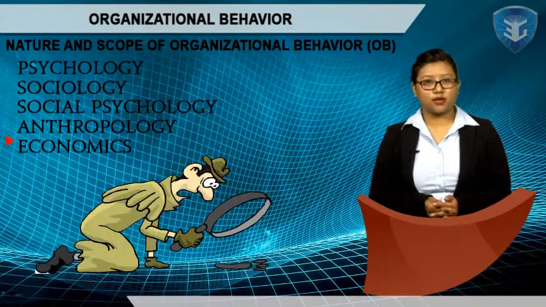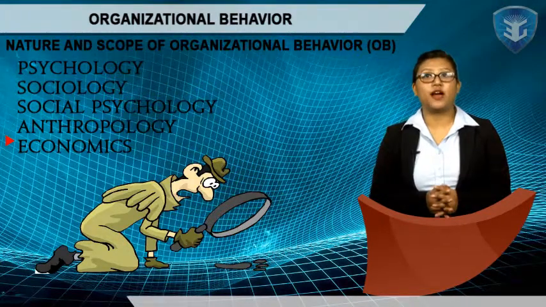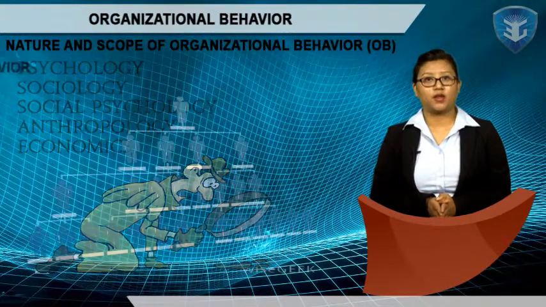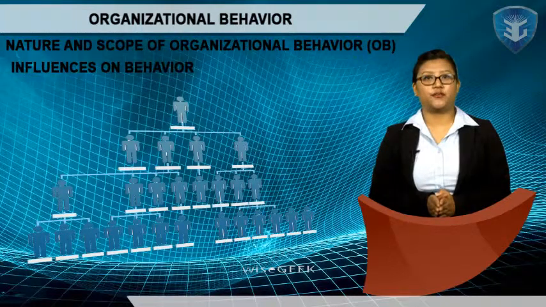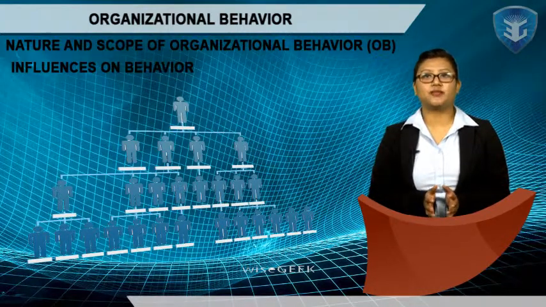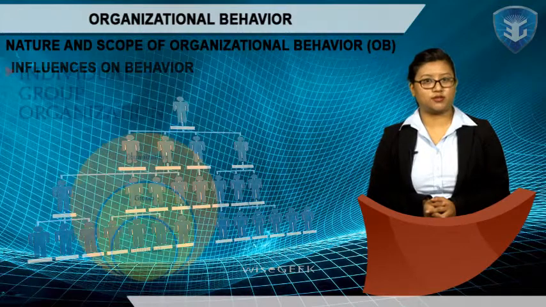Economics. Any organization, to survive and sustain, must be aware of the economic viability of its efforts. This applies even to non-profit and voluntary organizations as well. Influences on behavior. The variables outlined provide parameters within which a number of interrelated dimensions can be identified: the individual, the group, the organization and the environment, which collectively influence behavior in work organizations.